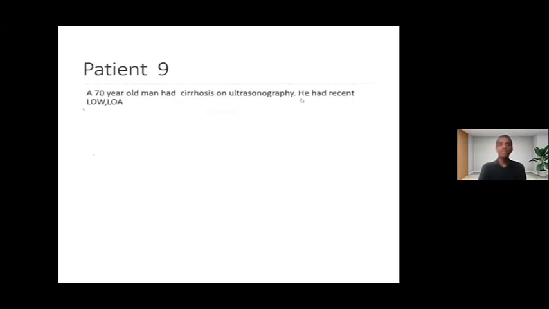So patient 9, a 70-year-old man, had cirrhosis on ultrasonography. He had recent loss of weight and loss of appetite. So with this history, you can think about whether any sinister process is going on or not.